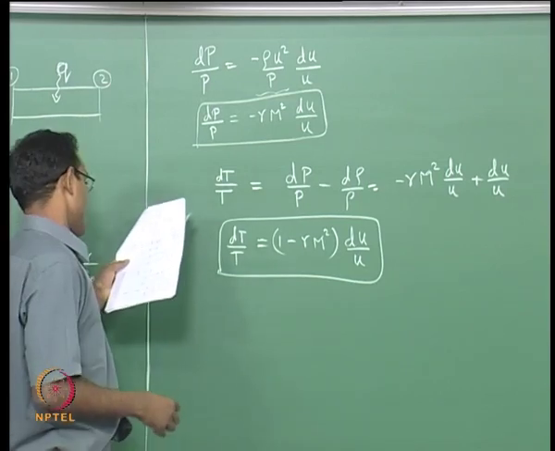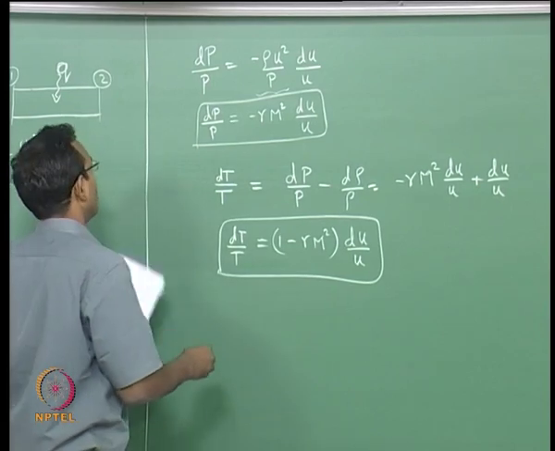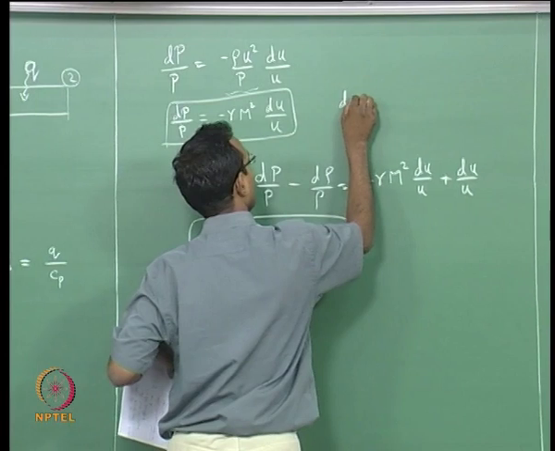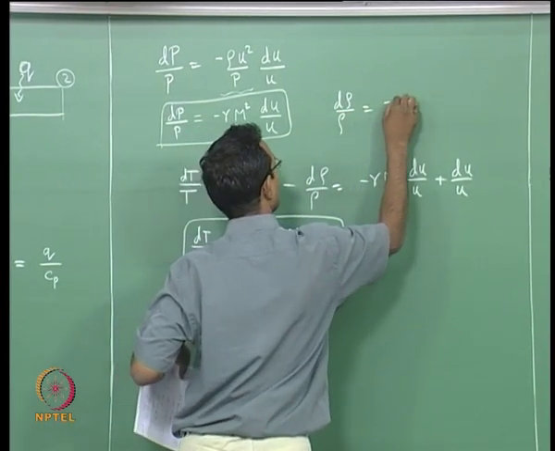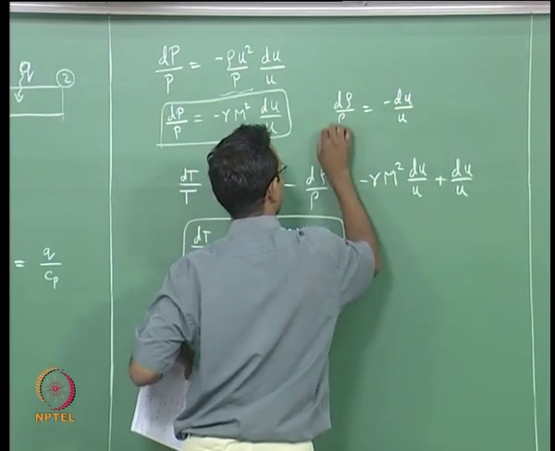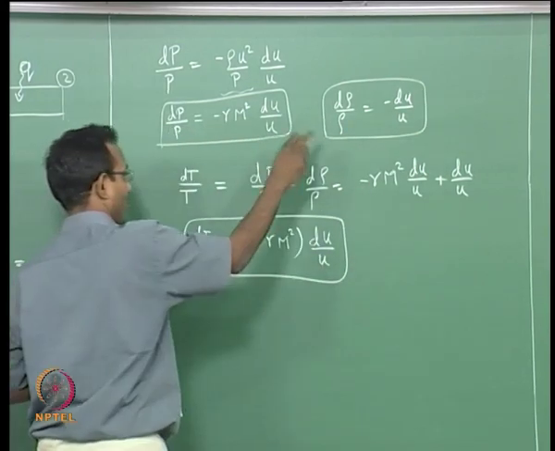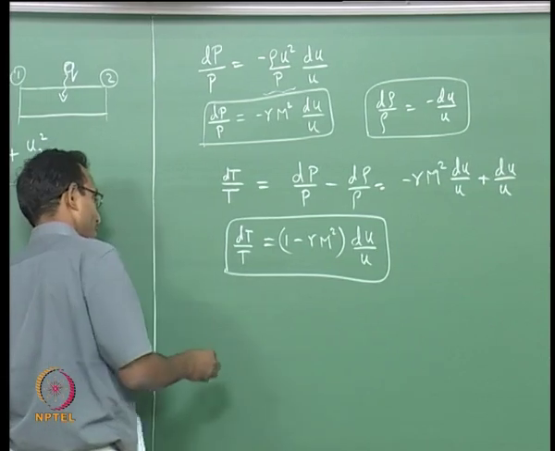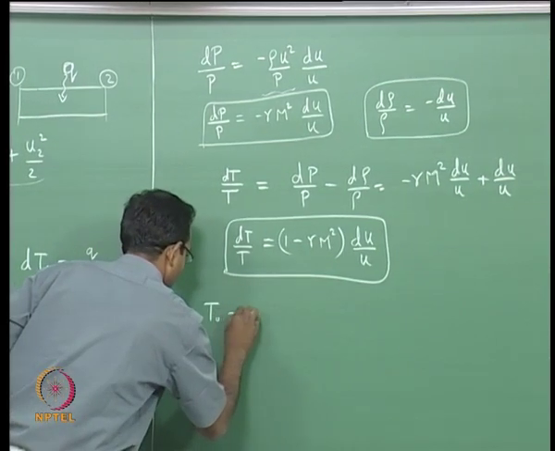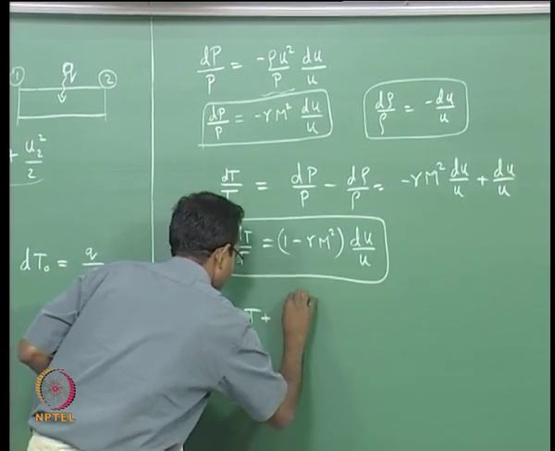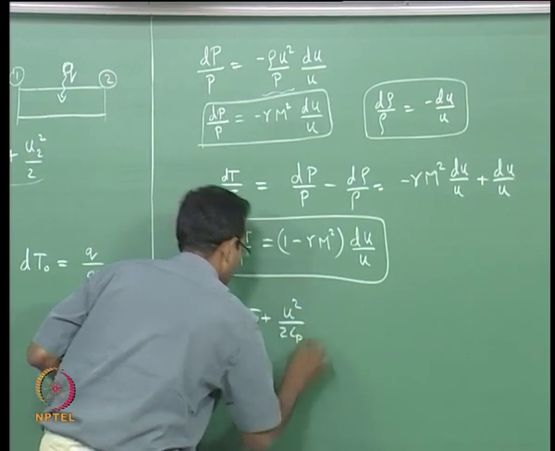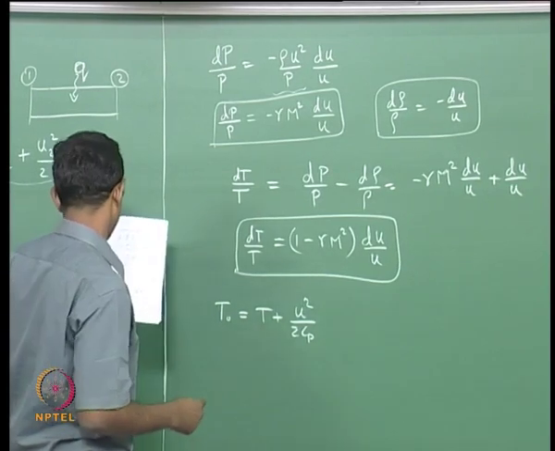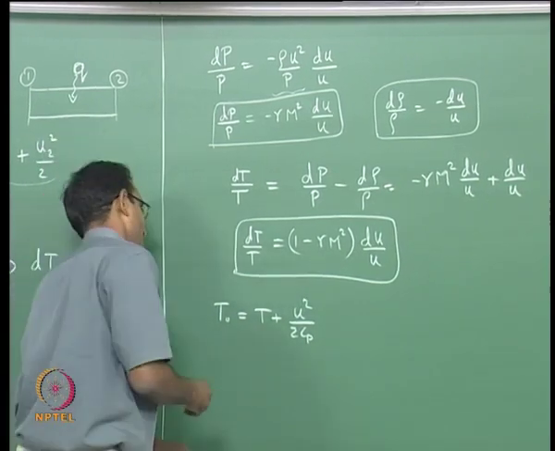Okay. Now, I also did d rho by rho, I will just write it here. d rho by rho equal to minus dU by U. This is coming from the mass equation, this is not anything special. I just wanted to write all these expressions together. Okay. Now, I will go and use T naught equal to T plus U square by 2 Cp. I am again assuming Cp is constant and H naught is this particular definition.